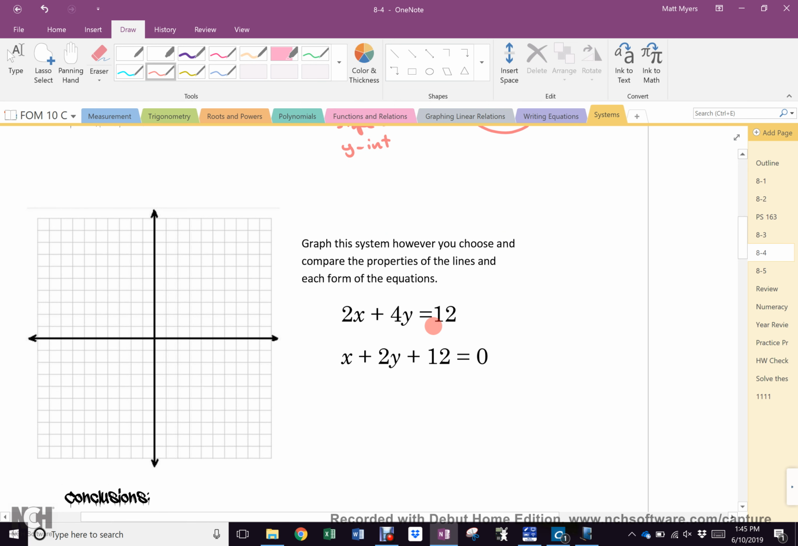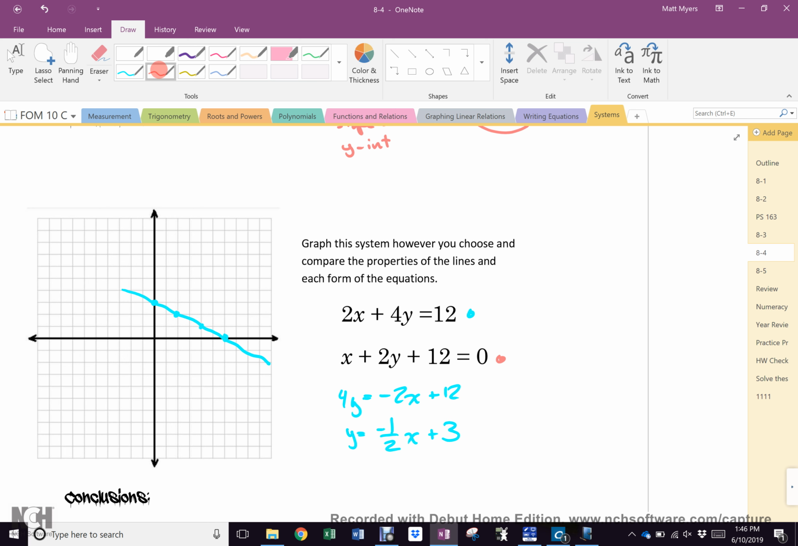I got another one I want to graph. Let's graph it. Blue and pink. The blue one. 4y equals negative 2x plus 12. Y equals negative 1/2 x plus 3. Yeah? 1, 2, 3. Down 1, right 2, down 1, right 2, down 1, right 2. And there's my line. Yeah?